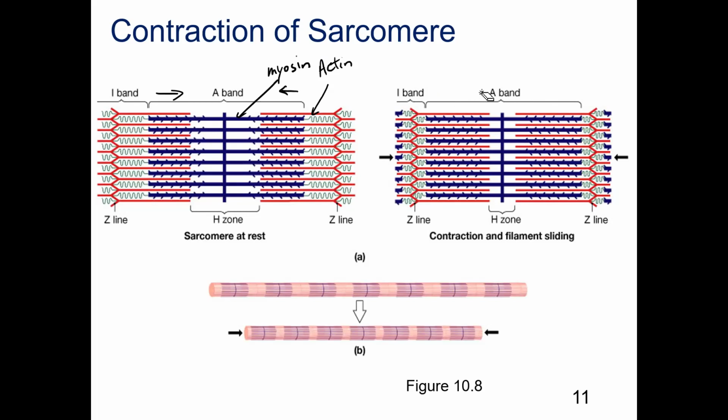So as the sarcomere contracts, it's going to cause the entire myofibril to become shortened, which in turn causes your entire muscle to become shortened. The individual filaments themselves, the myosin and actin, do not change length. It is the amount of overlap that changes, which results in the contraction. All right. Anybody have any questions?